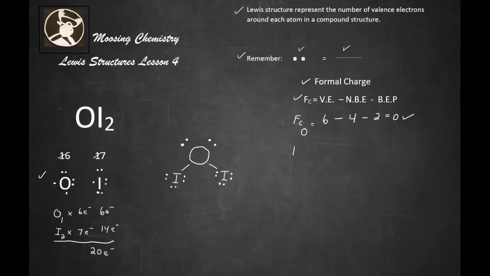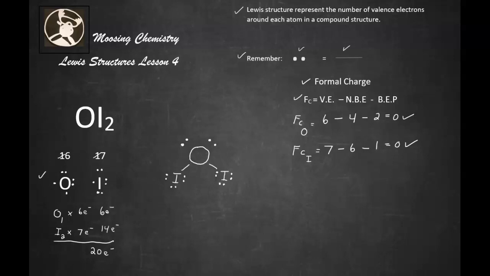Okay, the formal charge for iodine. Iodine comes in with 7 valence electrons. Non-bonding electrons: count the dots around the I, you get 6 of those. Which I are we using? It doesn't really matter because they're all the same. And then it has 1 bonding pair. There you go. So 7 minus 6 minus 1 is 0. And that's it. That is the best possible structure.